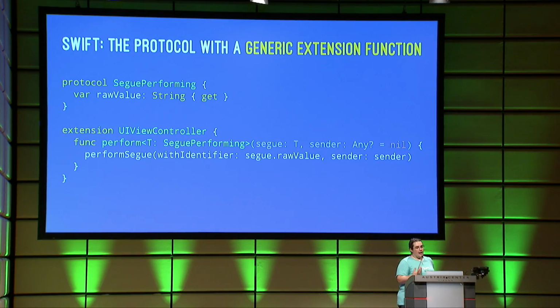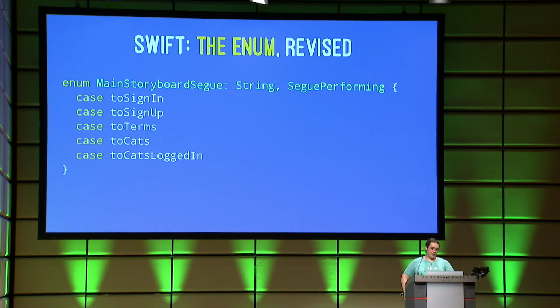segue.rawValue. And it will already know that that is a string, and it's passing the string that it's receiving in there. By using a generic extension function, you're able to say, okay, anything that conforms to segue performing, if I pass it into this generic extension function, it actually will perform the segue and allow me to use that raw value. And then I can also leave off the sender option if I want to. Then go back to your enum. You say, okay, this is a string enum, so it already qualifies for the segue performing protocol. I just need to explicitly annotate it as segue performing.